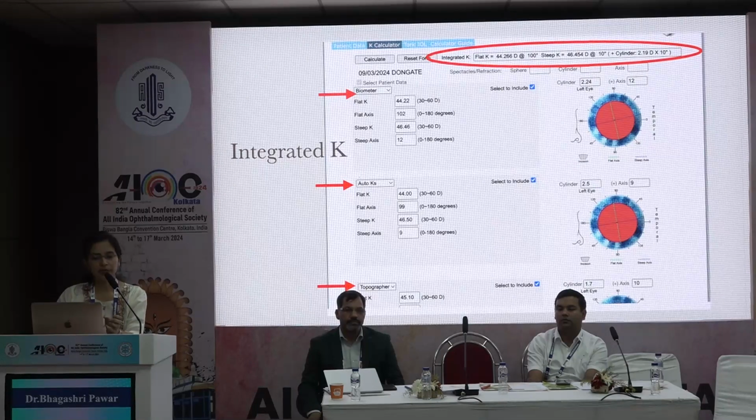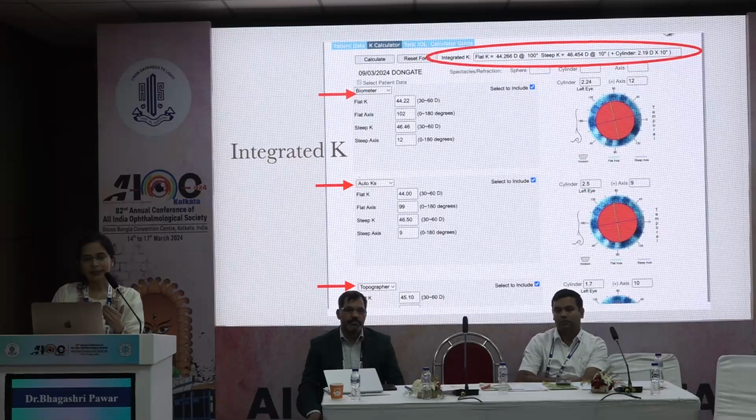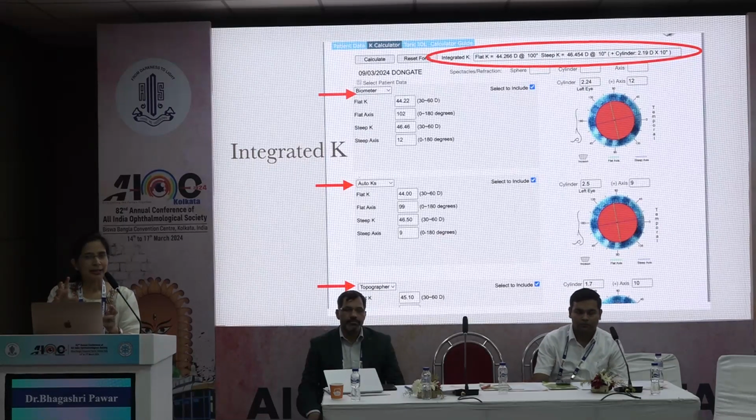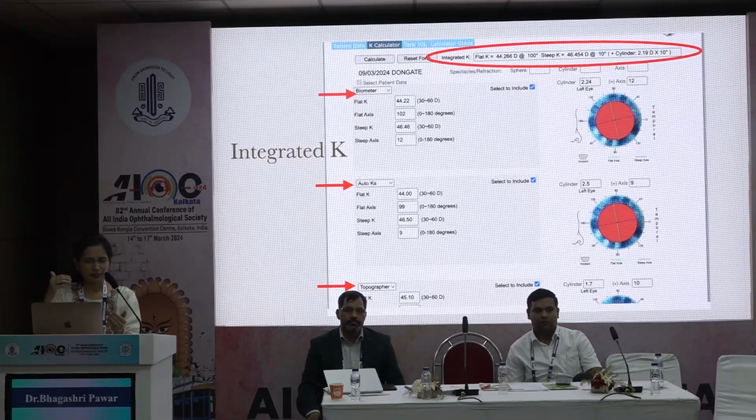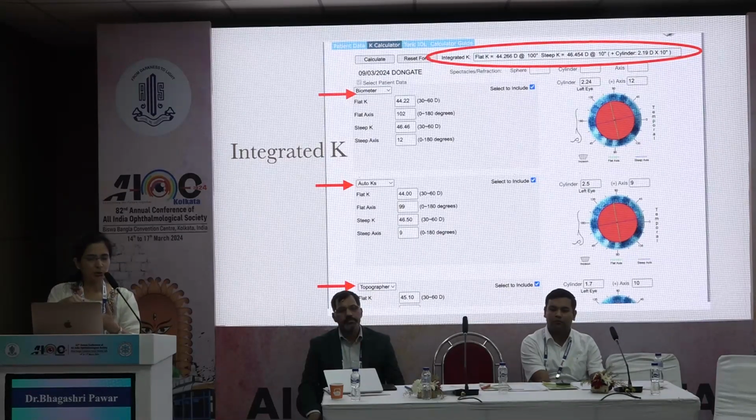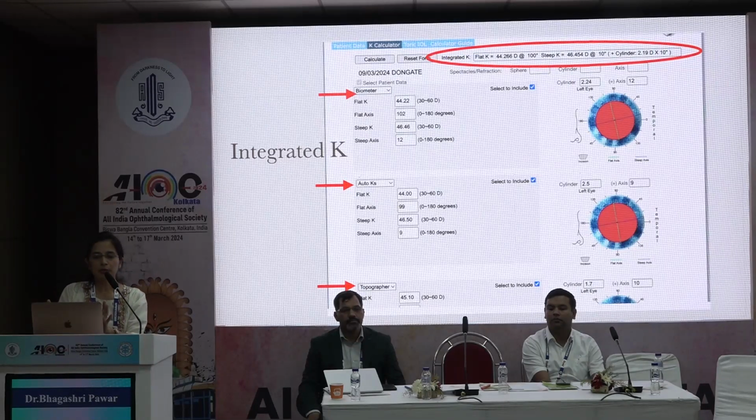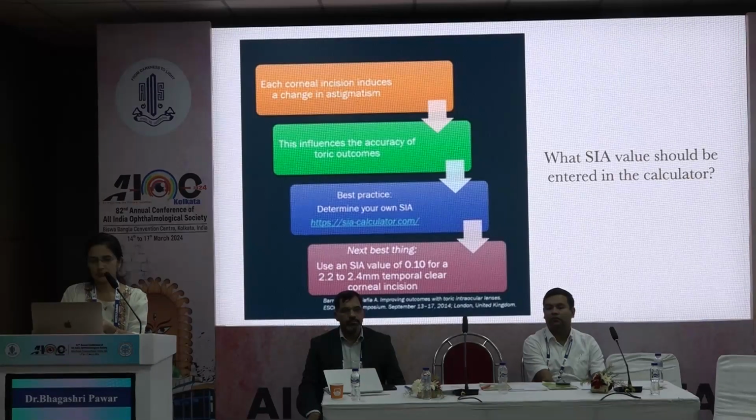One more important feature of the Barrett toric calculator is something called integrated K. Usually we have multiple machines and they give slightly different K readings, and you are confused about which K reading to use. So this calculator has an option that you can enter 3 to 4 readings from different machines, like I have entered here from Lenstar, autokeratometry and Pentacam, and the calculator will give you the integrated K, which will be used for further calculations.